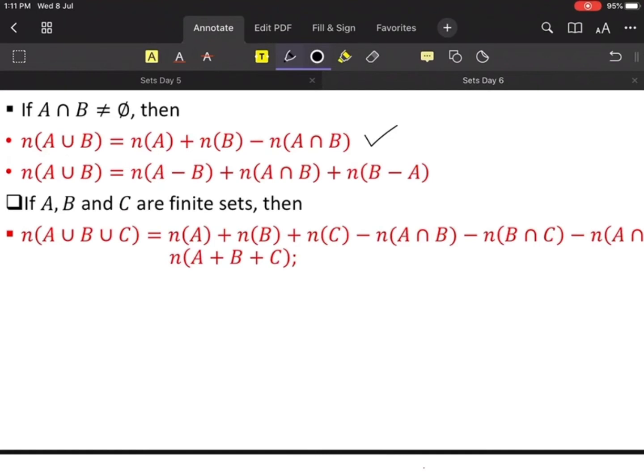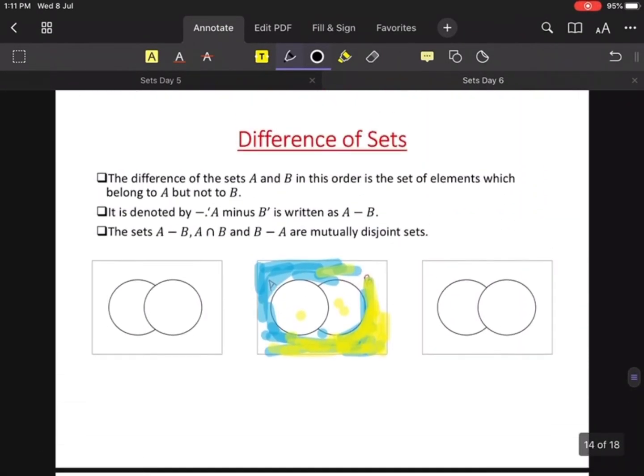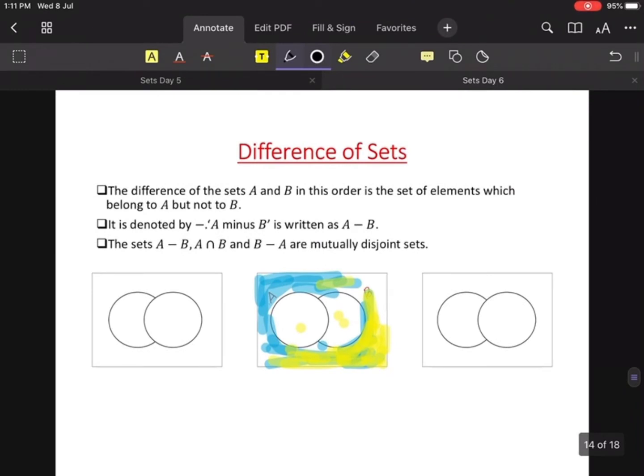It says what? N of A union B, I think some of you may remember this one, is equal to N of A minus B plus N of A intersection B plus N of B minus A. Do you remember this one? We have discussed this one where three sets are mutually disjoint sets. Yes or no? These three were the sets, right? You guys forgot, right?